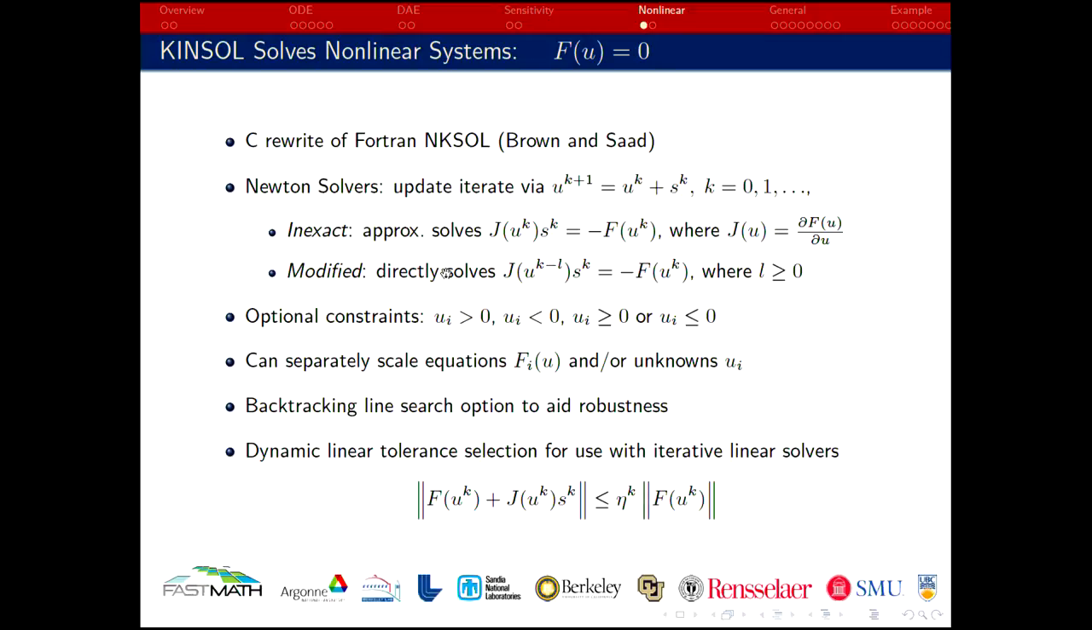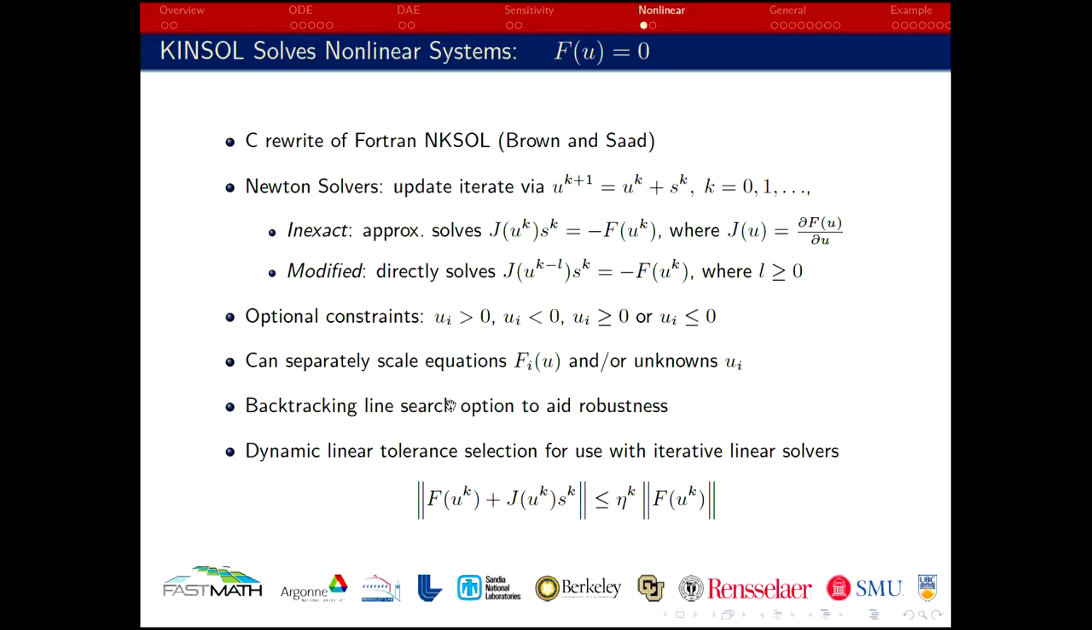Modified Newton methods solve the same linear system, almost, except they use an old version of the Jacobian, something they computed a while back and they've been reusing to try to squeeze out some benefit. But they're going to directly solve this. So they're going to have a really accurate solution to this linear system as opposed to just a very inaccurate one. KINSOL also allows us to specify constraints on the solution vector. Moreover, we can scale the equations and unknowns separately. If you know the units in your problem are kind of nasty, you can normalize the equations and you can normalize the unknowns in order to make the floating point arithmetic a lot happier.